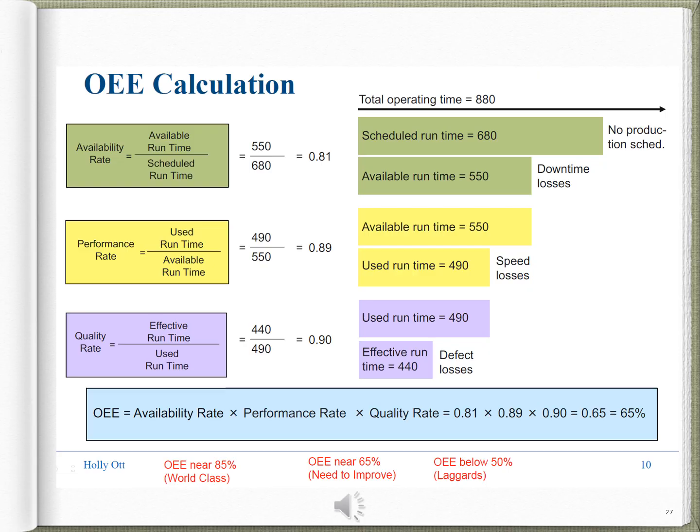In general, values of OEE larger than 85% are desired, meaning that the process or machine performs at a world-class level. Values of OEE below 85% or near 65% denote a need for improvement, while OEE below 50% indicates processes or machines that are considered laggards.